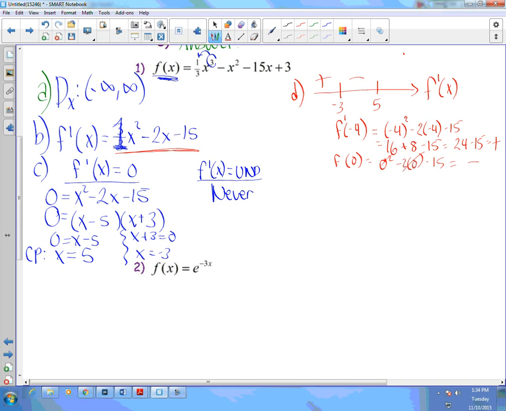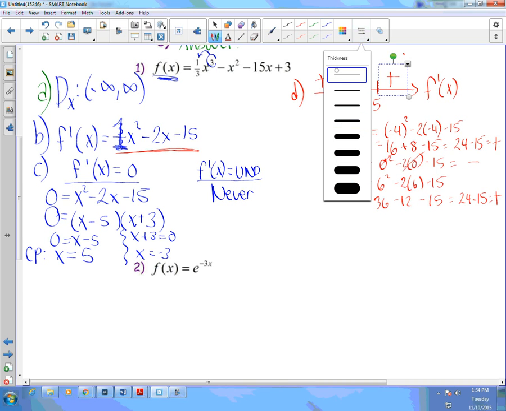And then something greater than 5? Sure, we do 6, but we have squares, so let's choose a number that we can easily square. Okay, so we have 36 minus 12 minus 15, 24 minus 15, what's our sign? Positive. So notice what happens at the critical points. Is it changing positive, negative, positive? So the derivative is positive, negative, positive.